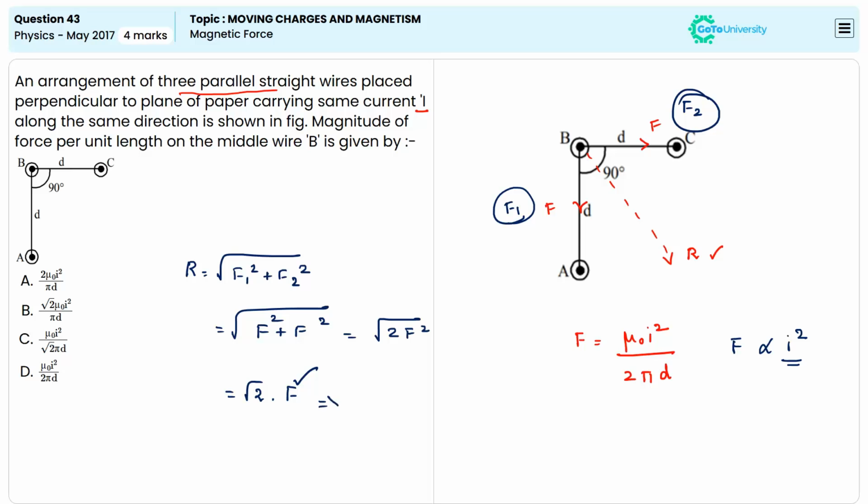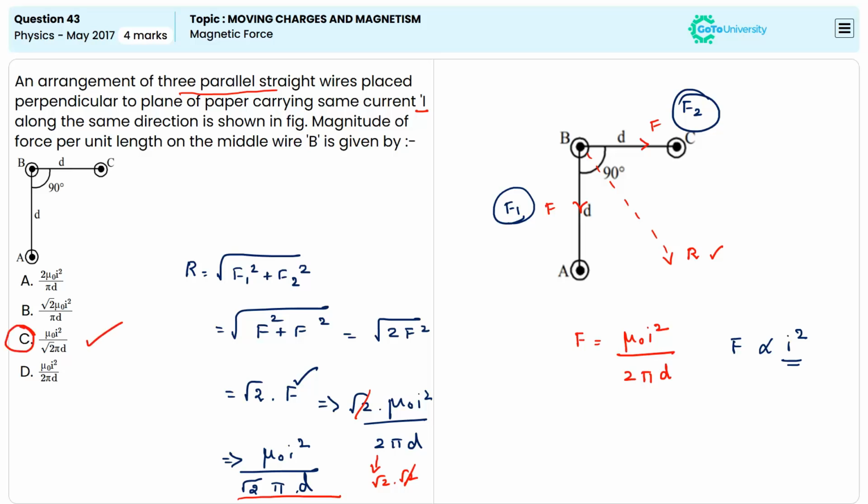We know the value of F, so we can write root 2 times mu naught I square divided by 2 pi t. So here, when we are simplifying the root 2 value, it can be written as mu naught I square divided by root 2 pi times t, because it's known that 2 can be written as root 2 times root 2. So it will get cancelled, and we will have remaining only this. So based on this, when we are checking the options, we can say option C will be the correct answer for this question.